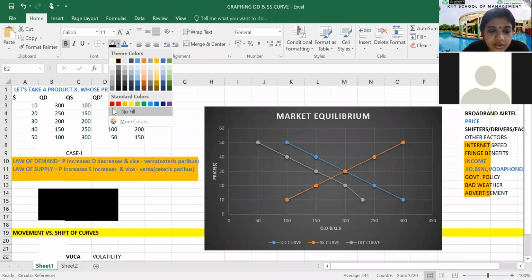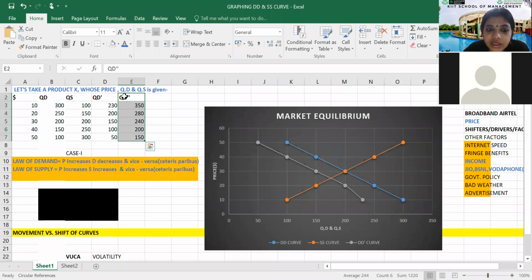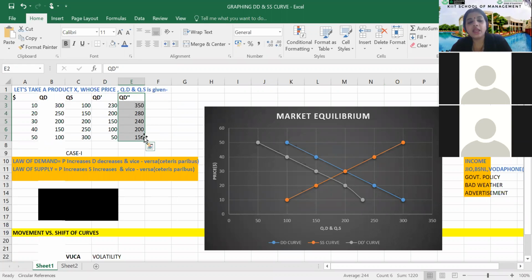So let us take the case of increased demand. You can see QD dash. So QD dash is QD double dash. QD double dash is a scenario where you see that the quantity demanded has increased compared to our original demand. Can you see the figures? In comparison to the original demand figures, QD double dash indicates that the demand has consistently increased. Now, with this figure, let us see where the market is going and how the price is changing.